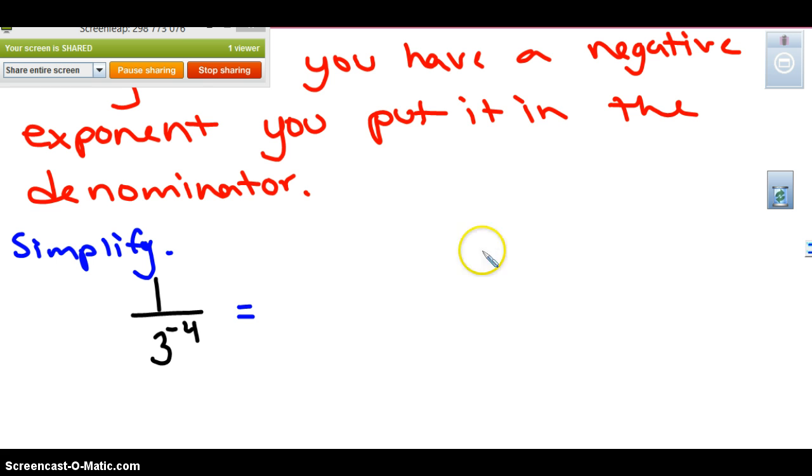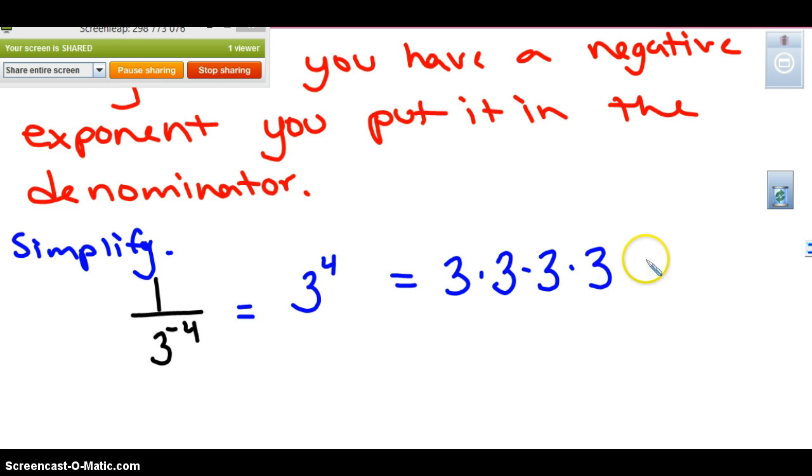If when we had it in the numerator, we had to put it in the denominator, what would be doing the opposite thing? It would be putting it in the numerator. So wouldn't we do 3 to the 4th power? What is 3 to the 4th power equal to? So 81.